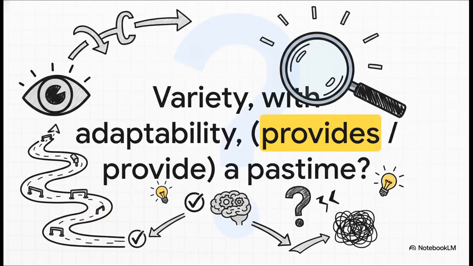So, I'll leave you with this final test. You know the rule. You know how to spot the trap. Take a look, find that intervener, and make the call. Is it provides or provide? Once you can answer that with total confidence, you have officially mastered this grammar trap for good.